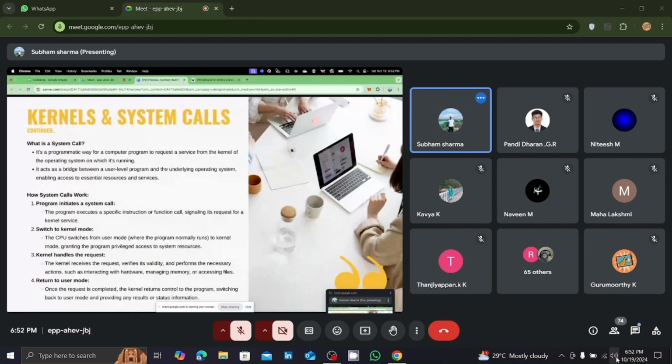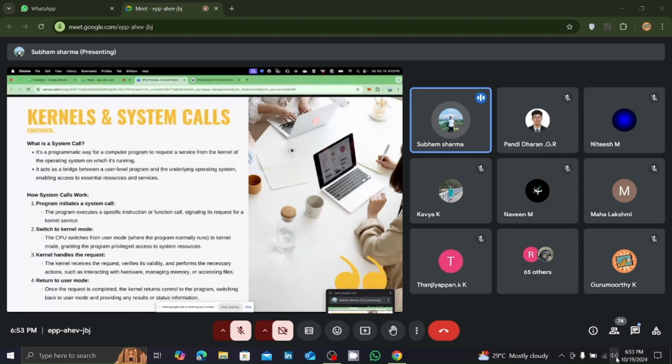Now, what is a system call? A system call is a programmatic way for a computer program to request a service from the kernel of the operating system. Whenever a program wants some hardware resources, it asks the kernel that I want these resources. There is a formal name for that asking, and that is called a system call. So an application does a system call to the kernel: I need this amount of memory, this amount of storage, or this amount of CPU.